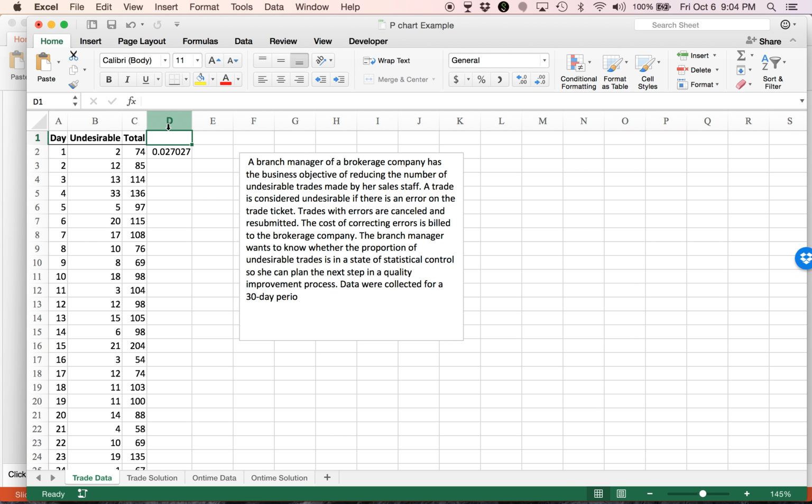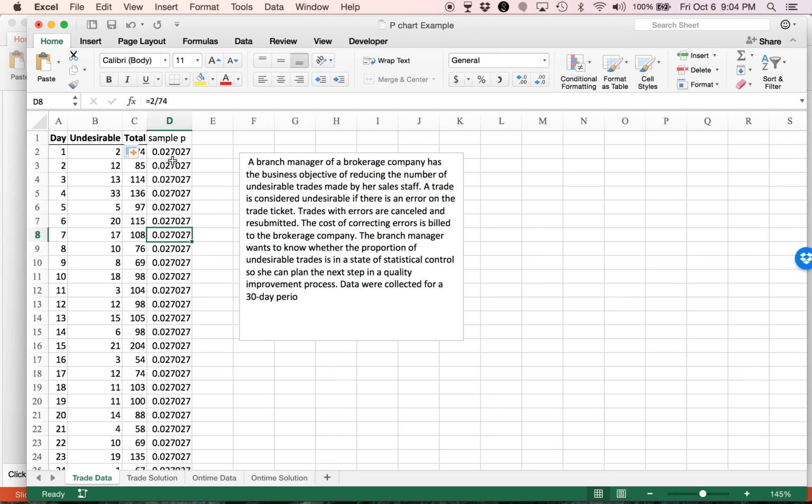Okay, so this would be the sample P, right? We could do this for all of these guys here. Oh, I should not have done that. I just made a mistake. Don't hard code your data, folks. Take that divided by that. There.